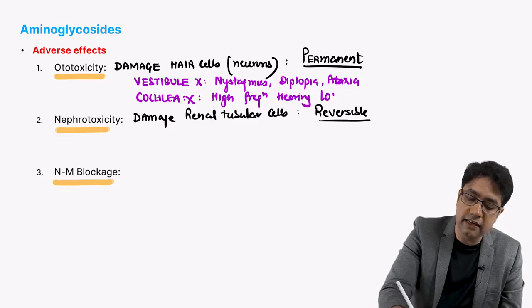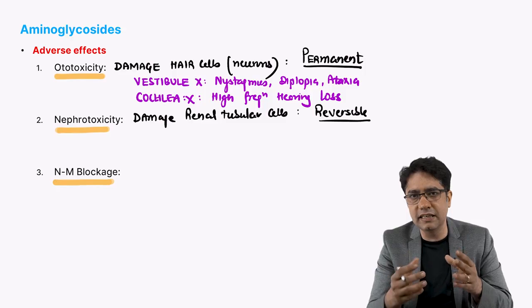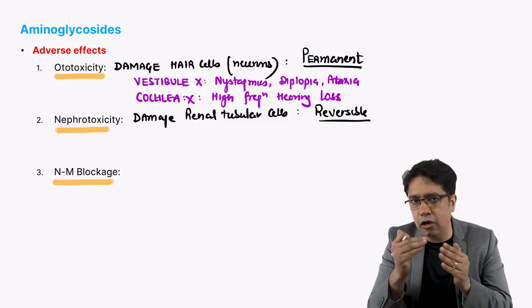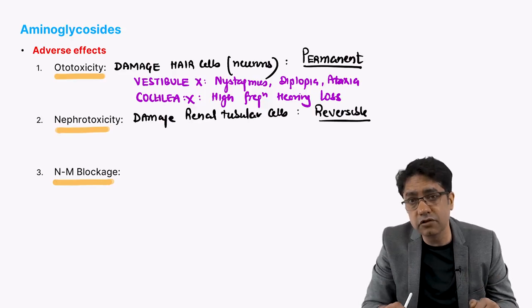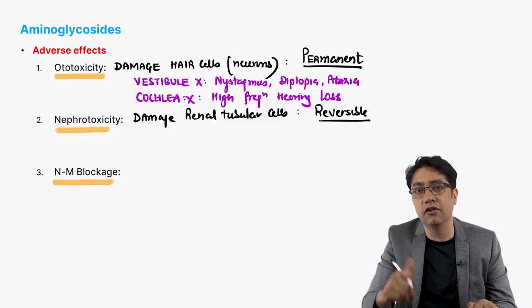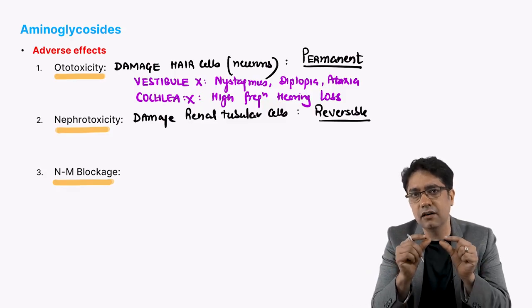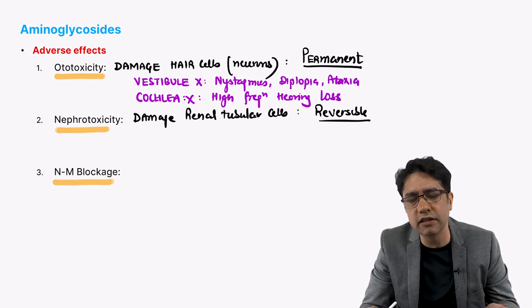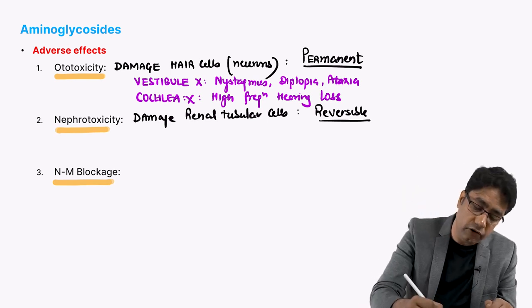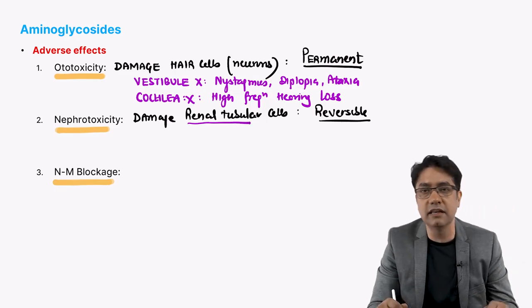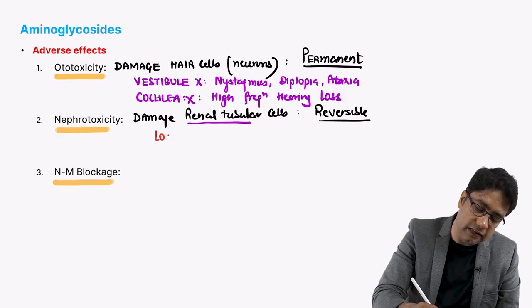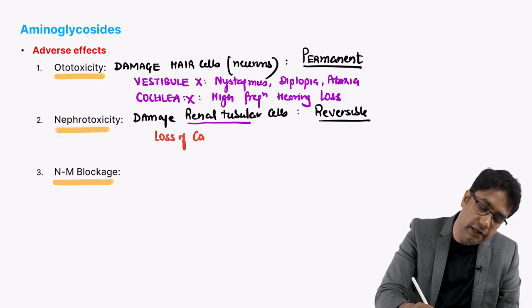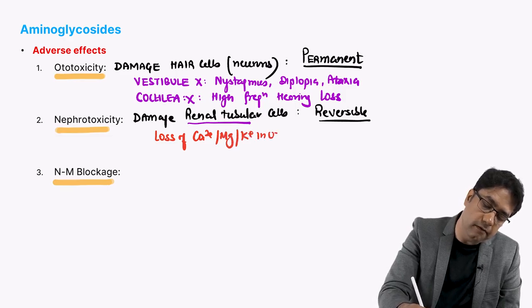High frequency hearing loss means when I say something very subtle in a very low voice, you will not be able to hear me. That is why most of the time the patient will not seek a doctor, because less amplitude or less frequency voice are not heard. What about nephrotoxicity? Renal tubular cells are responsible for absorption of ions. Because of this reason, there is loss of calcium, magnesium, potassium in urine.